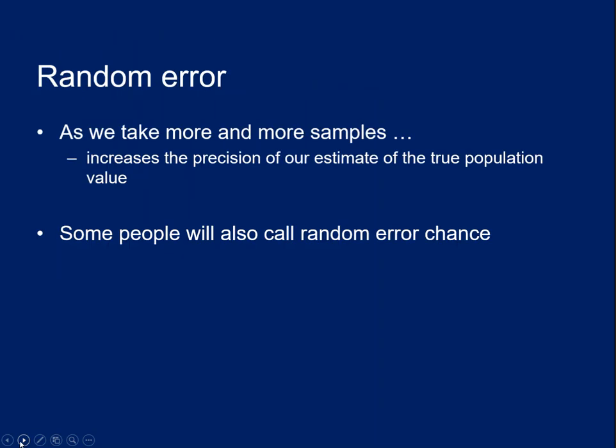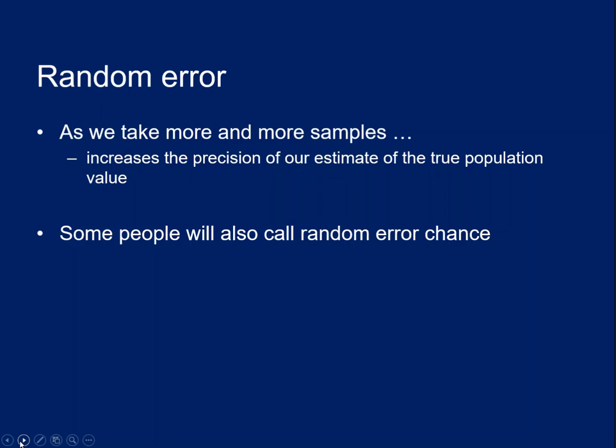This precision that we're talking about is these 95% confidence intervals that I can put around an estimate. So the more samples we have there, the tighter those confidence intervals will be, and the more faith we have as to where the truth lies. What a lot of people will call this, because it's due to random sampling, is chance. Chance is playing a role in our studies, and all we know is that if we sample more, we reduce the random error.